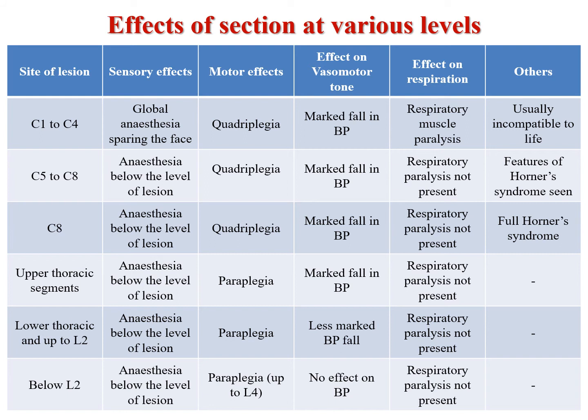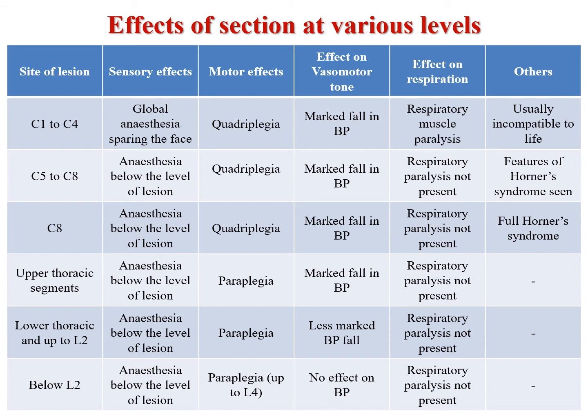So sensory effects. What happens if there is a lesion between the first 4 cervical segments? There will be global anesthesia, means global loss of all sensations. Means all sensations of the body will be lost, but the face will be spared because the sensory inputs of the face is through the trigeminal ganglion, which is not a part of the spinal cord.